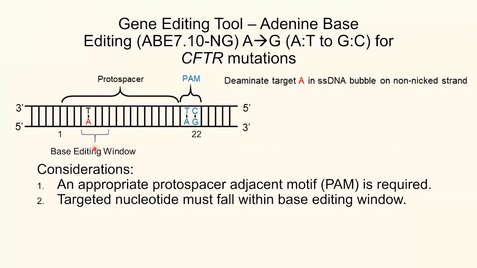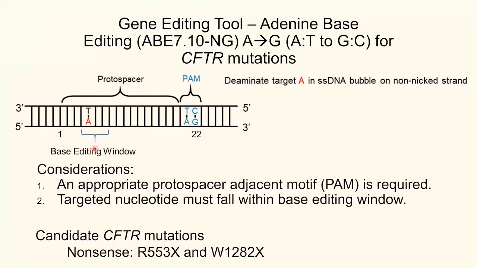After these considerations, we were able to identify cystic fibrosis mutations that can be treated with the ABE710 ribonucleoprotein, or RNP. And so we designed short protospacers, or guide RNAs, targeting the R553X and the W1282X mutation.